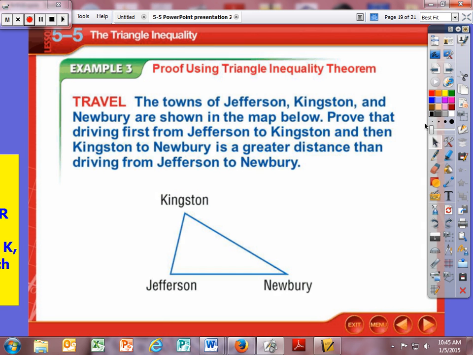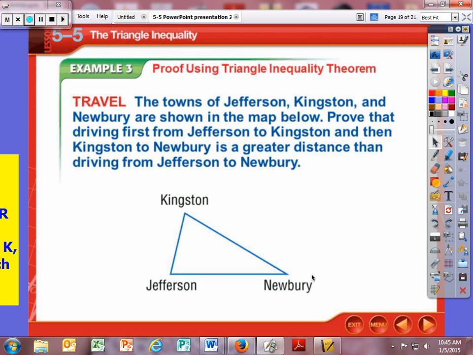Alright, let's take a look at this. This is really going to test our knowledge on the triangle inequality theorem. So real quick, the towns of Jefferson, Kingston, and Newberry are shown in the map. Prove that driving first from Jefferson to Kingston and then from Kingston to Newberry is a greater distance than driving just from Jefferson to Newberry.